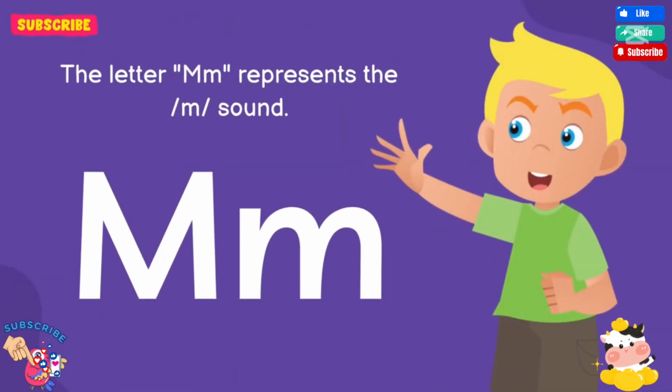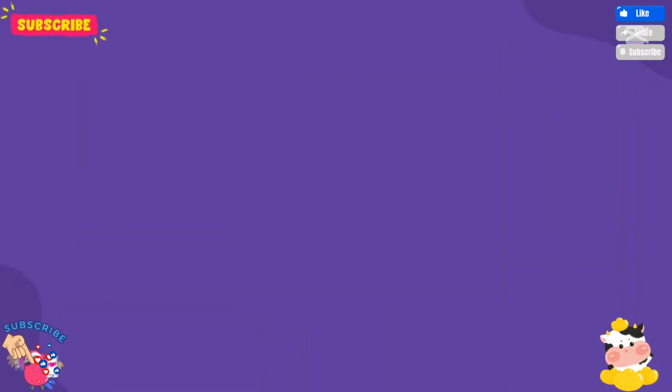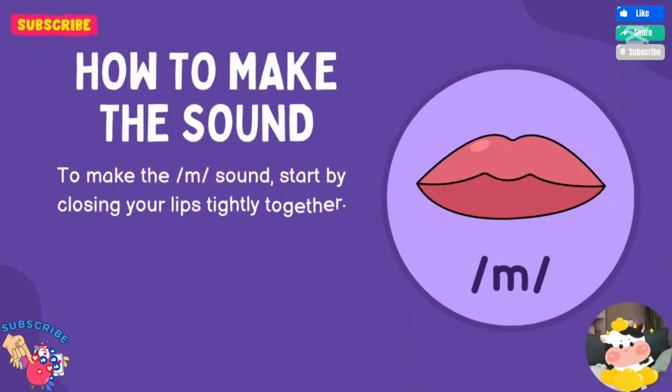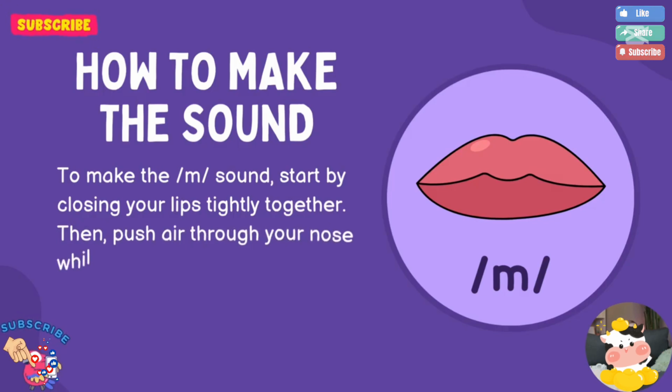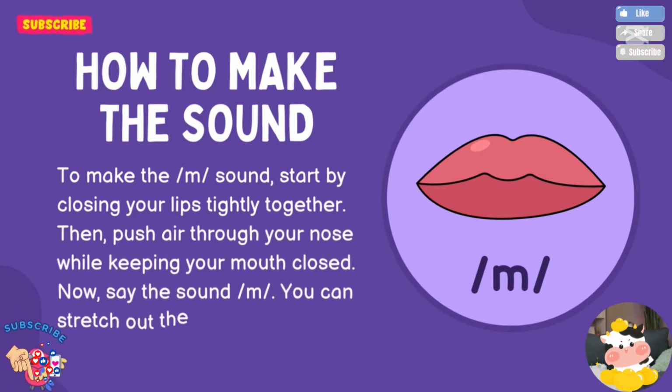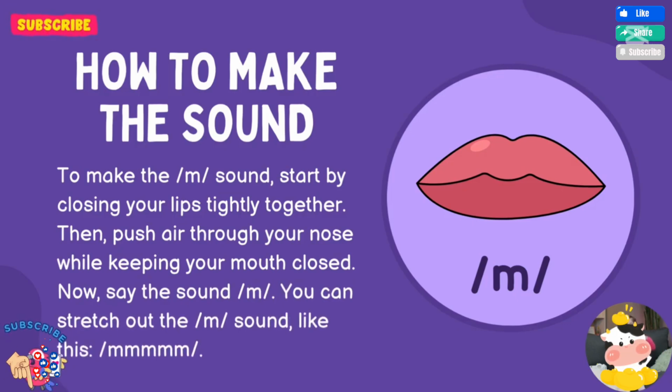The letter M represents the M sound. How to make the sound. To make the M sound, start by closing your lips tightly together. Then, push air through your nose while keeping your mouth closed. Now, say the sound M. You can stretch out the M sound, like this, M.